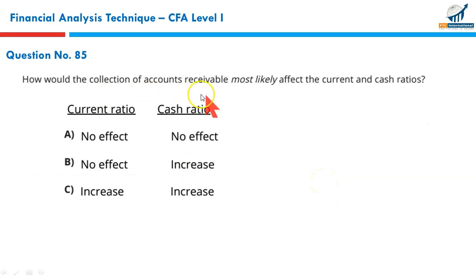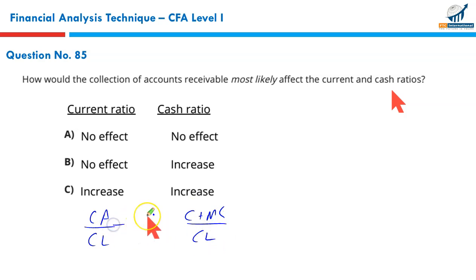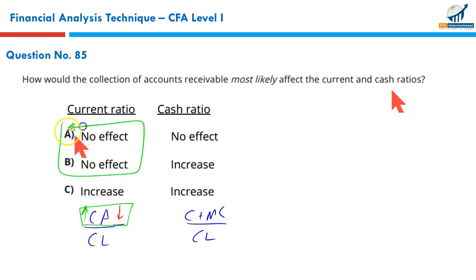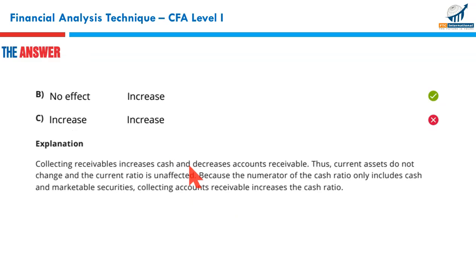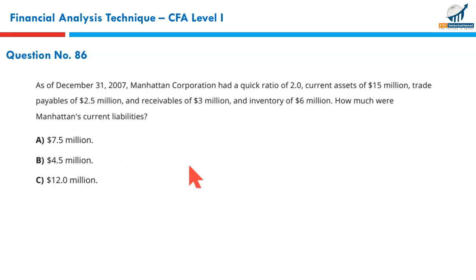How would the collection of accounts receivable most likely affect the current and cash ratios? First of all, current ratio is current assets upon current liabilities. Cash ratio is cash plus marketable securities upon current liabilities. So when you convert your accounts receivable into cash, receivables fall but your cash goes up. Current assets stay the same, so no effect on the current ratio. But when you collect cash, this would increase your cash ratio. So no effect on current ratio, increase in cash ratio, B. Alright, next.